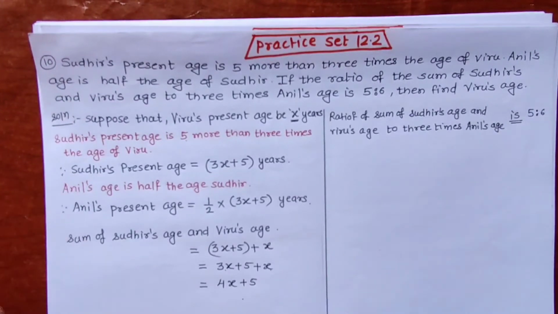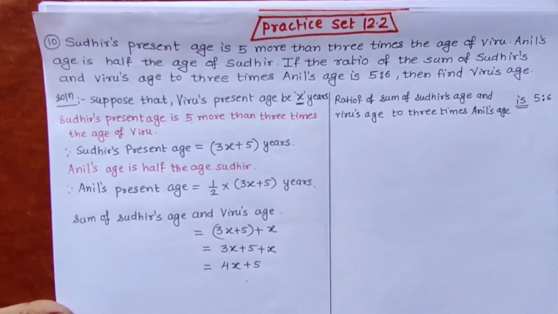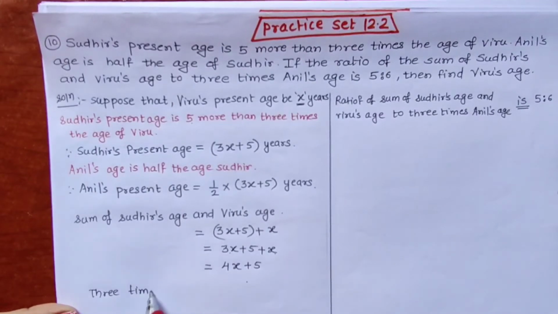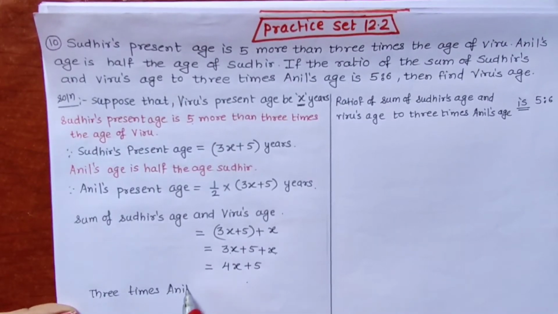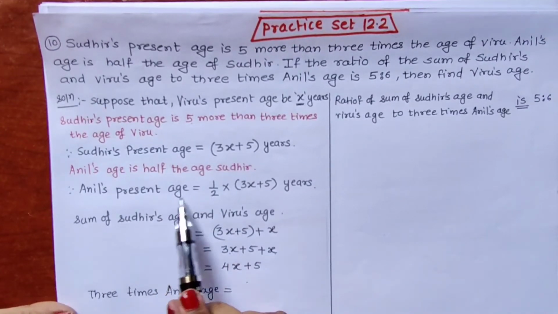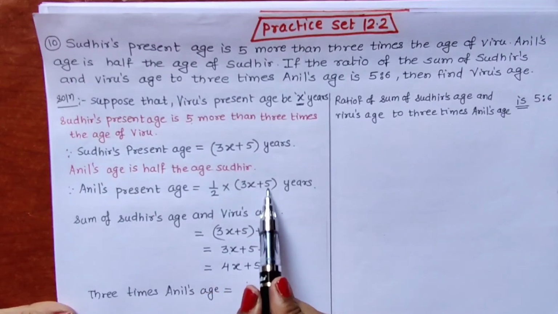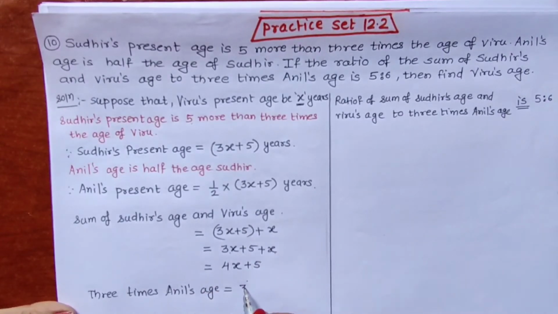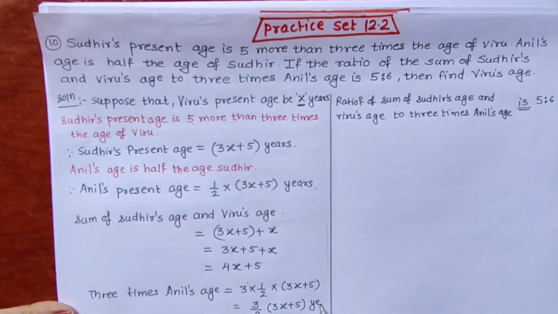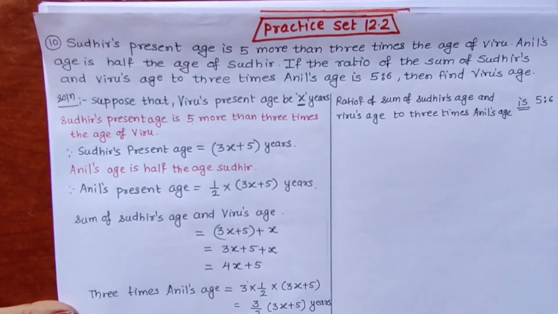3 times Anil's age, I am going to write here again. Anil's present age is 1 upon 2 multiplied by 3x plus 5. Again 3 times means 3 multiplied by 1 upon 2 multiplied by 3x plus 5. So it will become 3 into 1 upon 2 will be 3 upon 2 into 3x plus 5 years. Okay. So in this way we have got 3 times Anil's age.